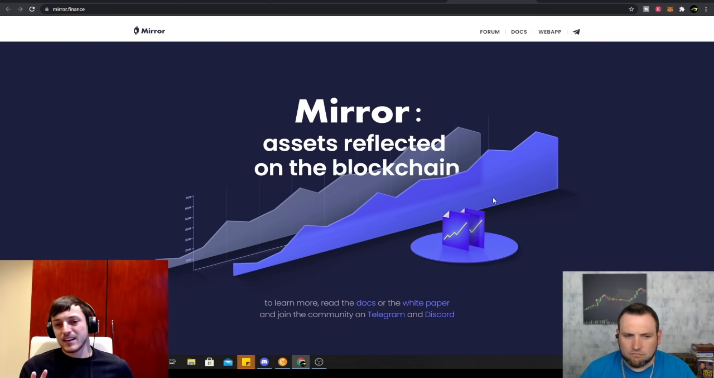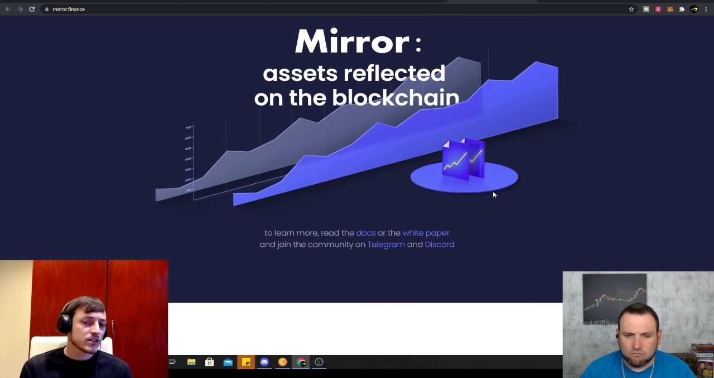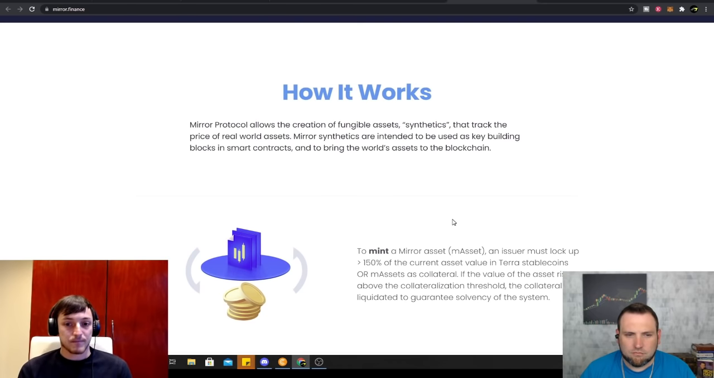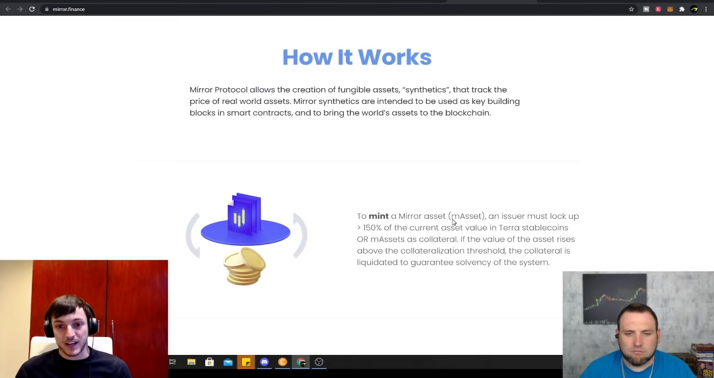Mm-hmm. And a synthetic, right, you know what a derivative is, I take it. It's basically an asset that derives its value from another asset. So you can have a derivative of gold, like an ETF. Any gold derivative gets its value based on the value of gold. As gold goes up, the derivative goes up, and so on. Right. It's exactly the same with synthetic assets. They're essentially derivatives, but they're just crypto-based derivatives.